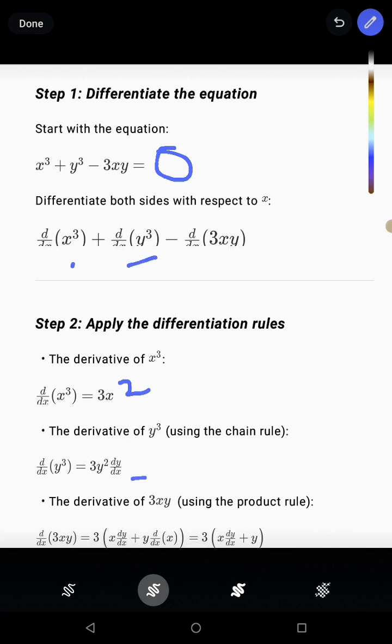3y squared dy/dx. If you are differentiating with respect to y, don't mind my language, when we differentiated with respect to x, we never put a dy/dx. If you're differentiating with respect to y, there must be a dy/dx there. That's what shows that you differentiated with respect to y. Are we getting what I'm saying?